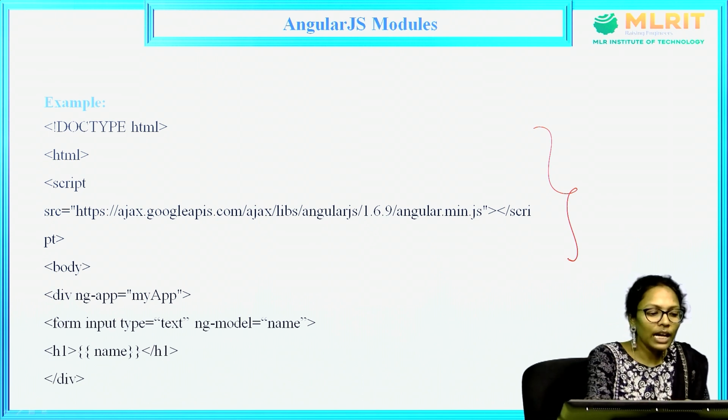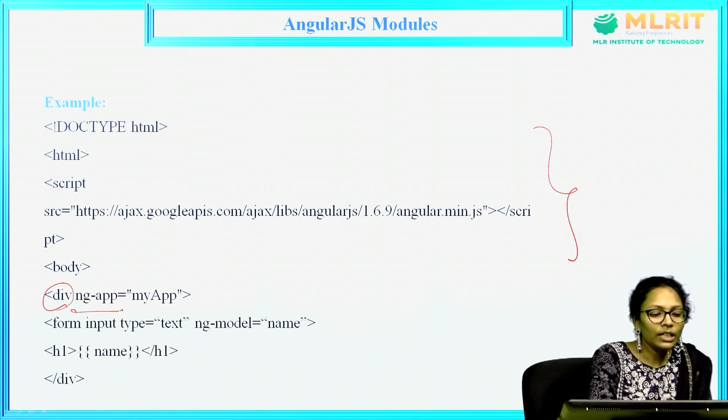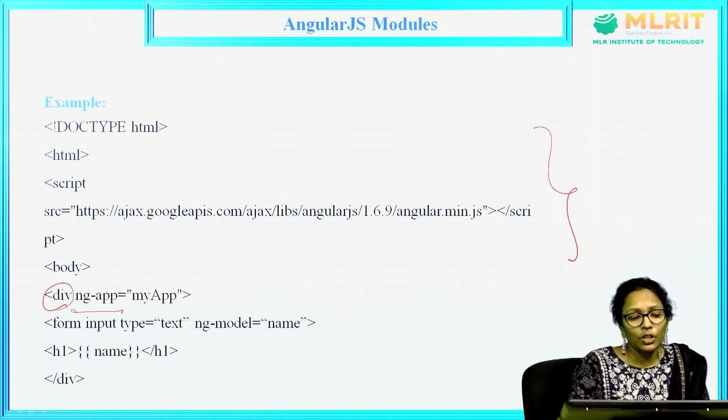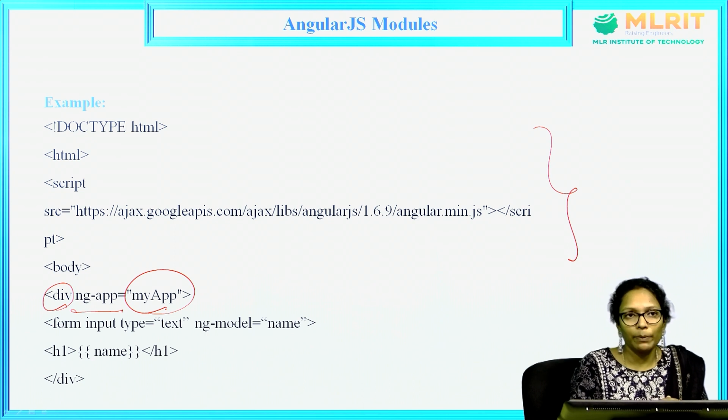Now here I am making a division for my AngularJS application, and I am giving the app name. So ng-app. Whenever you write ng-app, what does it indicate? It indicates the initiation, the starting point of your AngularJS application. What is the name of the application? myApp. So myApp is the name of the application.